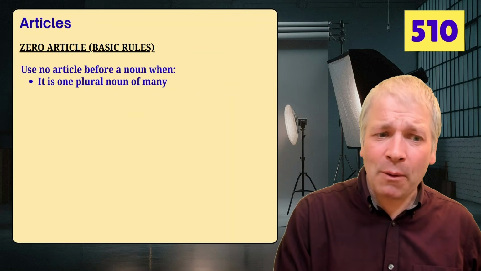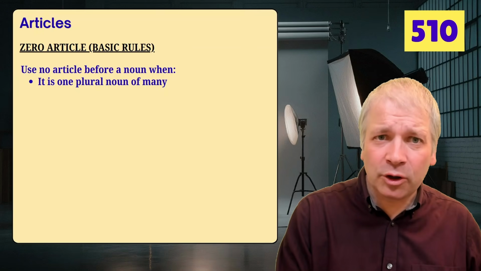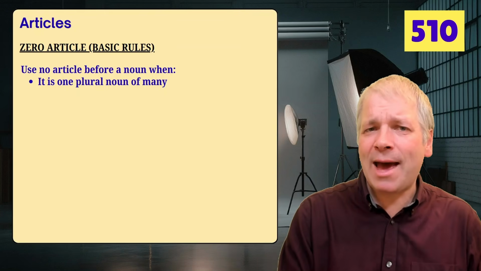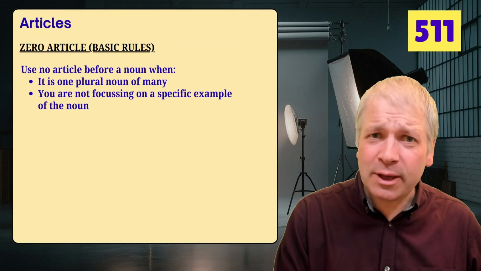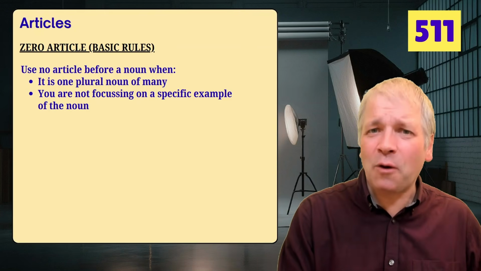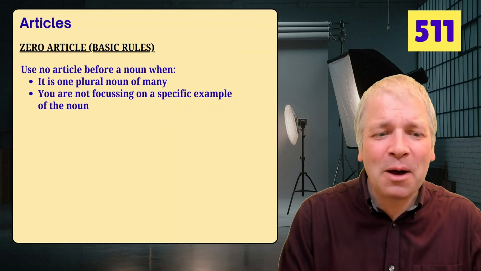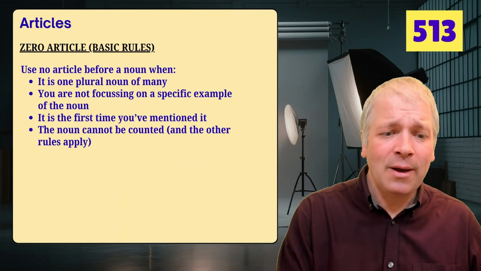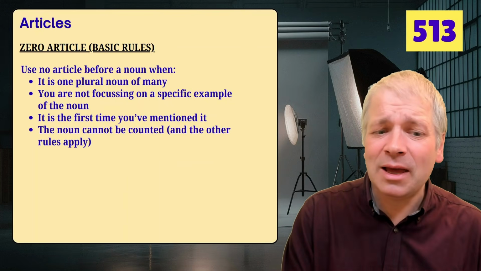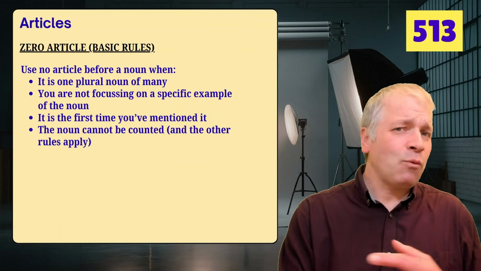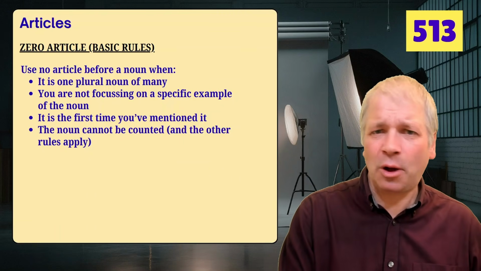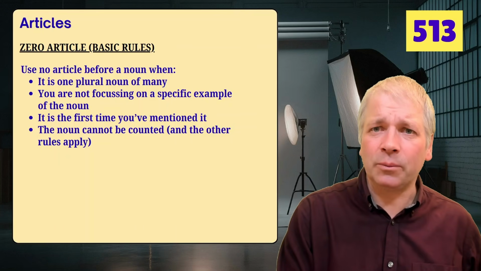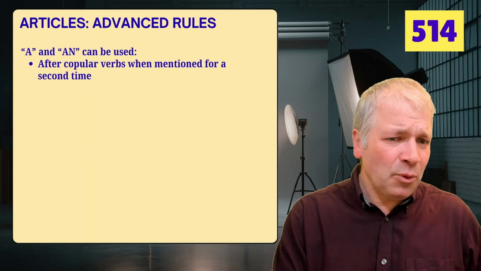Now for the zero article, we use no article at all before a noun when we're looking at one plural noun out of many and we're not focusing on a specific example of the noun. In that case, we would use the zero article. And again, when it's the first time you've mentioned this plural noun and the noun cannot be counted. So if we have water, for example, you can't count that. Don't put an article in front. Don't put a or an in front of it. Put zero article. Now, let's look at more advanced rules.